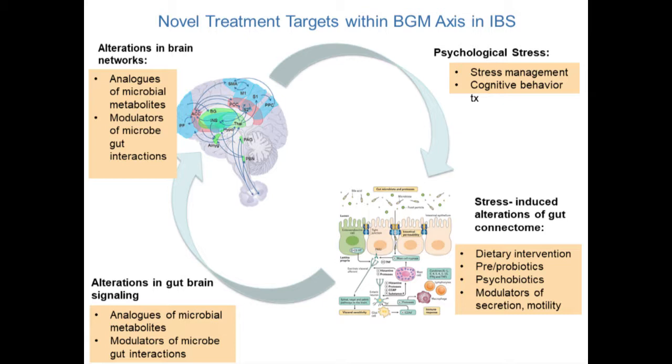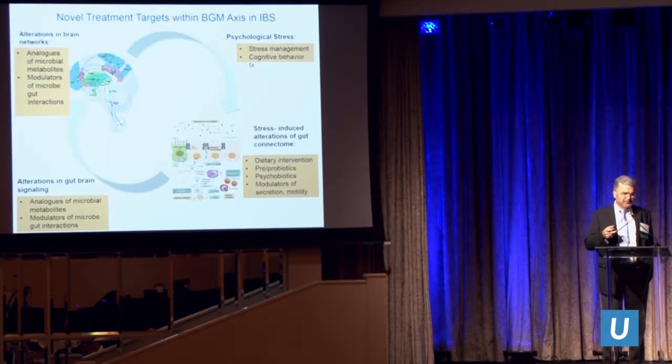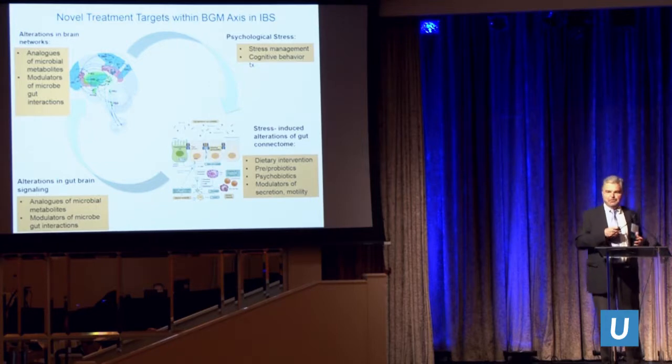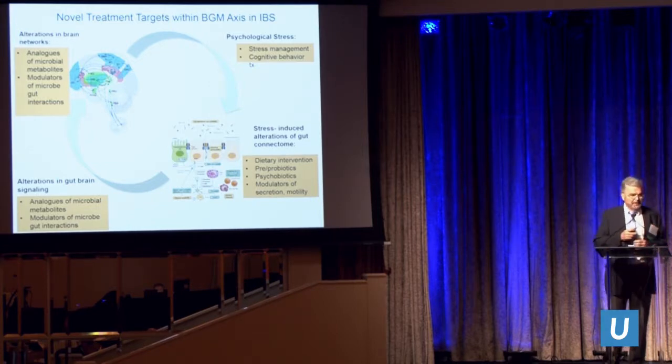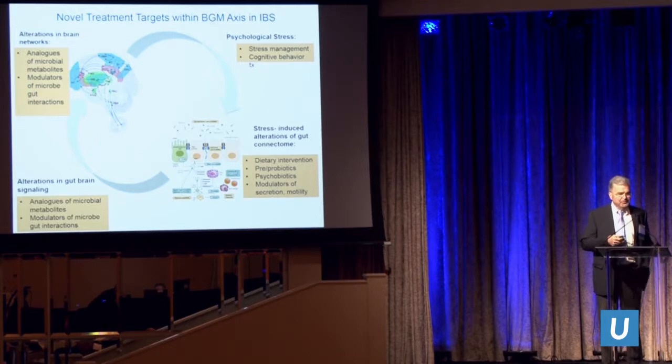In terms of the alteration in gut-brain signaling, that's really more future. A lot of companies, startups are working in this area, to identify analogs of microbial metabolites that play a role in this feedback to the brain, and modulators of microbe-gut interactions that play a role in generating some of these molecules. And then at the brain level, again, something that's currently being studied with great interest and great investment, identify analogs of microbial metabolites and modulators of microbe-gut interactions.